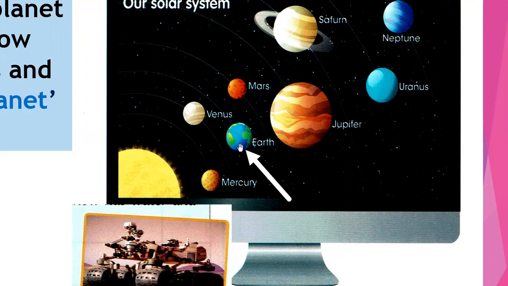It means humans, animals, and life. There is a distance between our planet Earth and the Sun. It's about 150 million kilometers from the Sun.